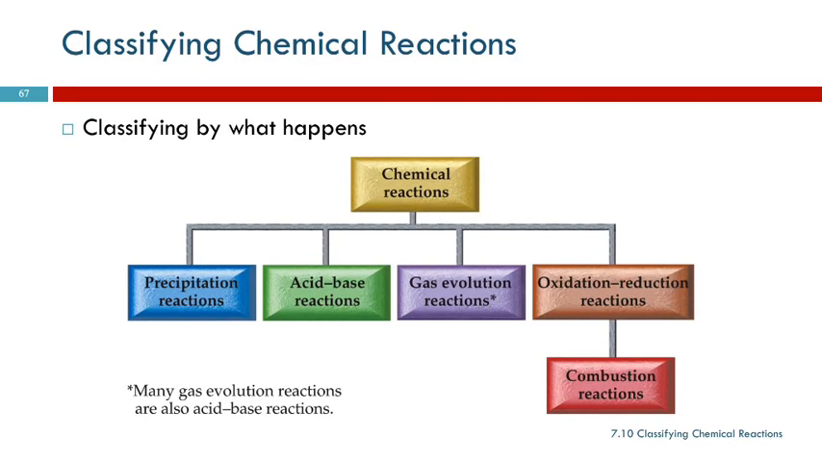So we classify chemical reactions, just like we classify all kinds of other things. We can classify them by looking at what happens, and that's what we've been talking about so far. A precipitation reaction: we mix some things, we see a solid form. That's a precipitation reaction. We can tell because of what happens. An acid-base reaction: the acid and the base neutralize each other. That's what happens. A gas evolution reaction: we see gas bubbles form or something comes out that has a smell. A gas is evolved. That's what happens.